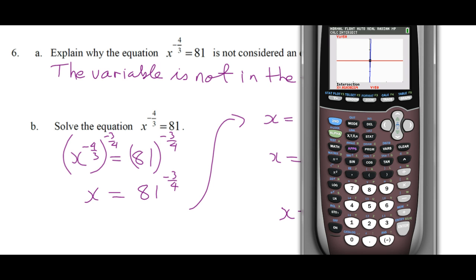Can the British calculator do that too, right? 81 to the negative 3/4. No, don't do it in the graph though. 81 to the negative 3/4. Math, enter. 1 over 27.